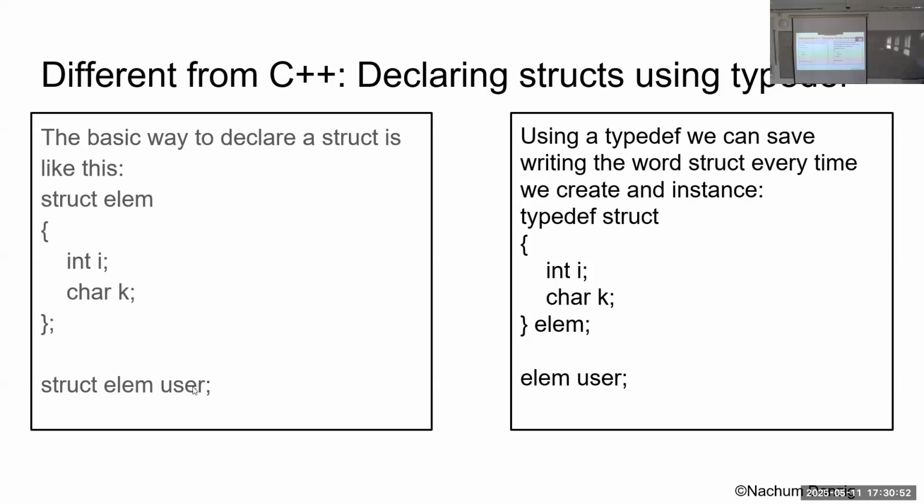Struct element user. Now you have to write this annoying struct here, which makes it kind of redundant. Because element, I defined it, so it should know what element is. So actually it's not defined. It's just delineated in some way, but it's not really defined. So we use another thing called a typedef, which can save writing the word struct every time we create a new instance. That's supposed to be an instance.